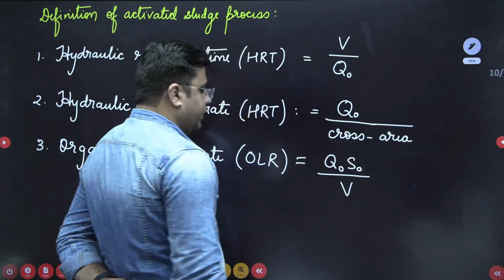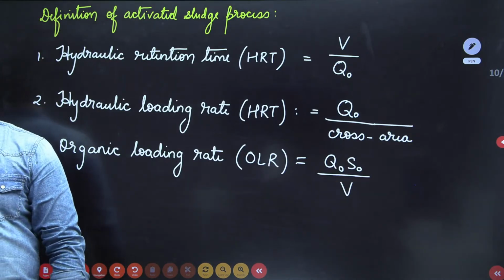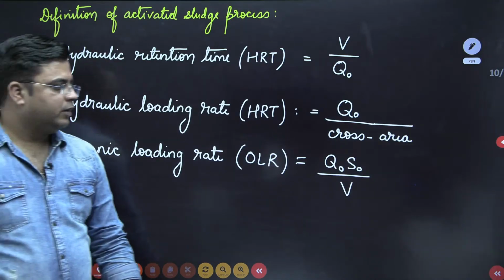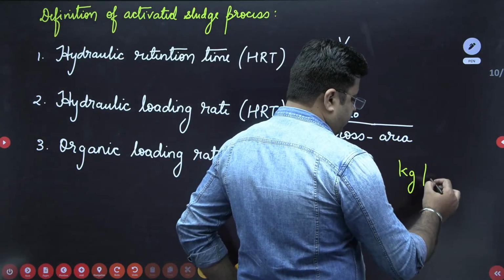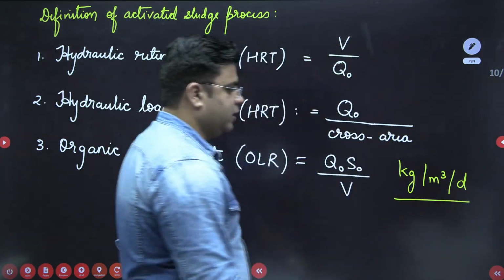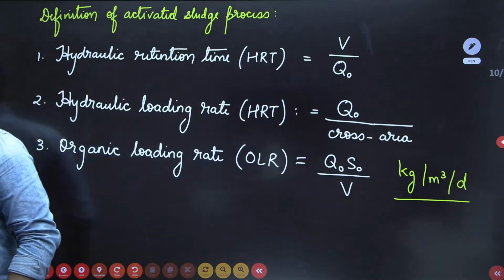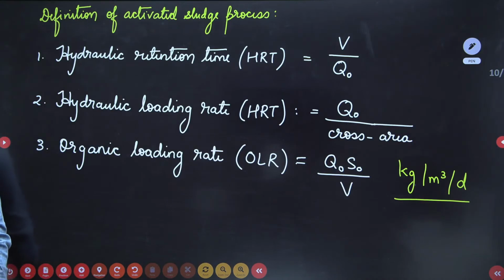So this is how you define the organic loading rate. Organic loading rate is Q naught S naught divided by V. The unit is kg per meter cube per day. This is how we represent the organic loading rate. So these are the three important parameters for this. You can note down this, so we can see another parameter.